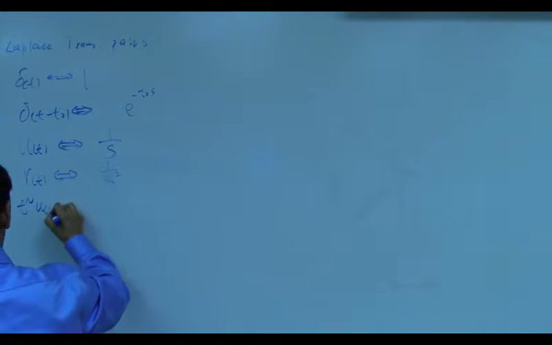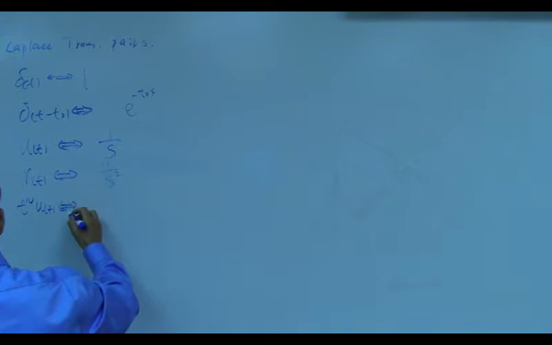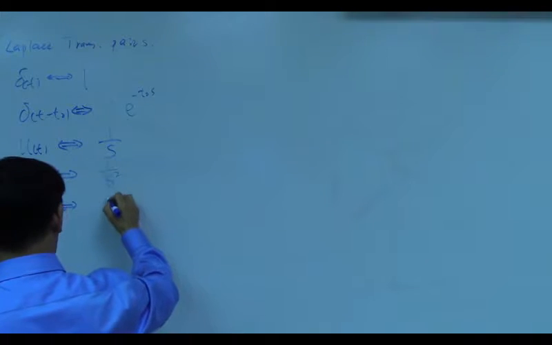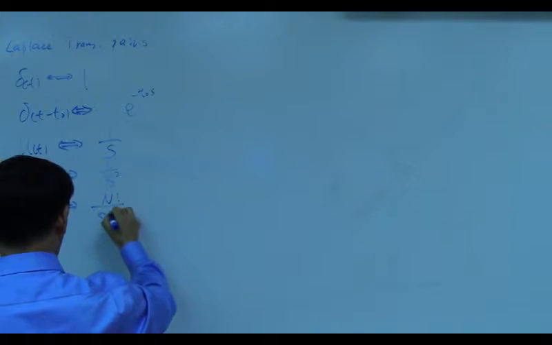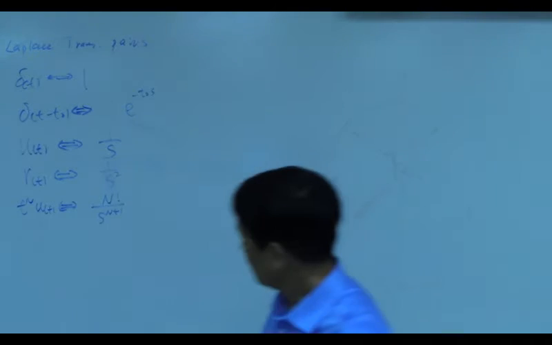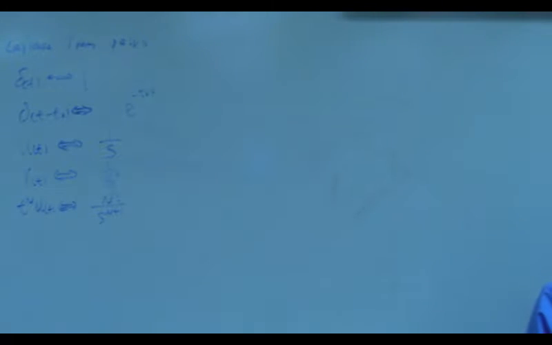Then if we multiply this by t to the n times u(t), this one gives us n factorial divided by s to the power of n plus 1.